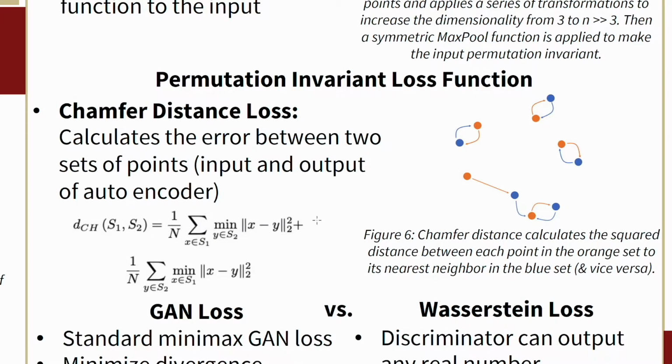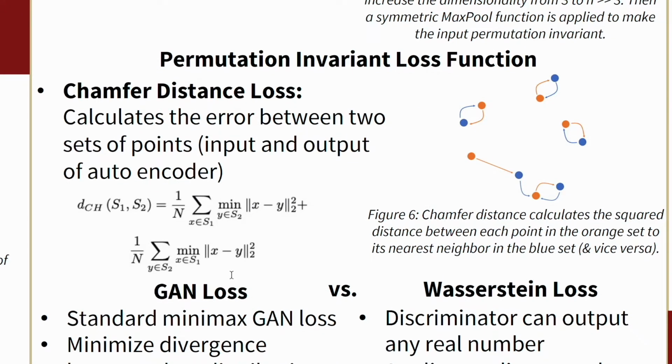That's this first term in the loss function. The second term is the same, just in reverse. So we take all of the points in the output point cloud, find the closest point in the input, and take the average. So this is the description of how the permutation invariance works in the PointNet autoencoder. And as a recap, this is what we use to get our latent representations for the LGAN.